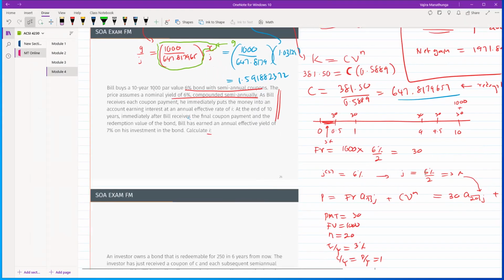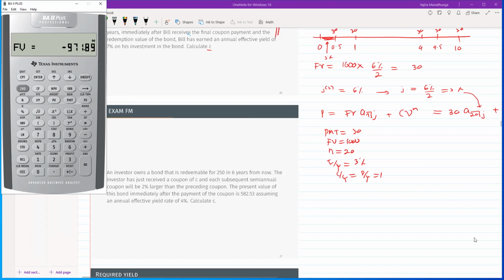So let's use our calculator and see what will be the answer. Okay, so 30 payment, 1,000 redemption amount, 20 number of payments, rate is 3, and then these are 1. You go next one also 1. So compute present value, 1,000.